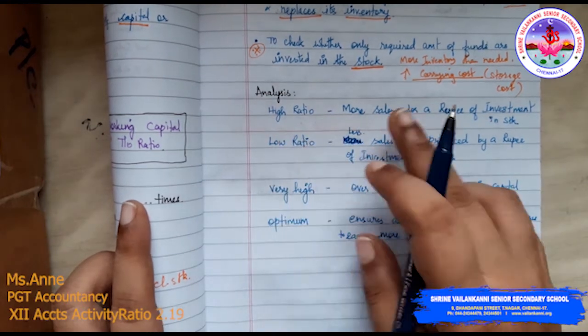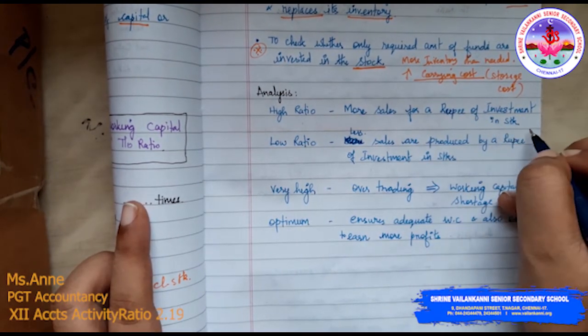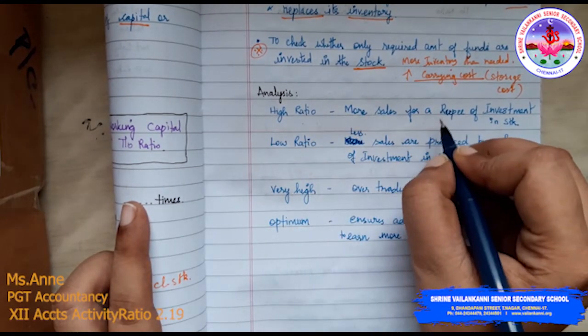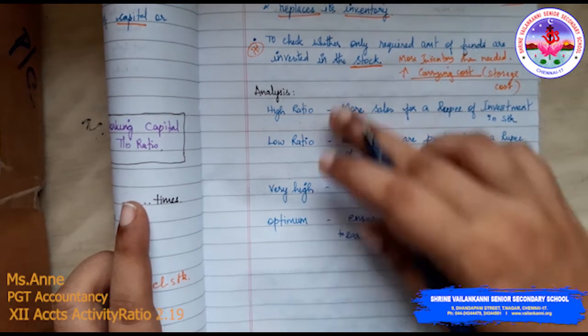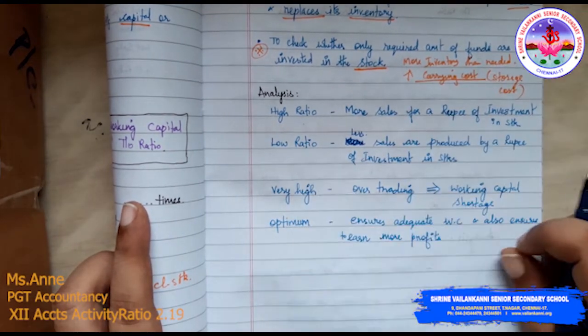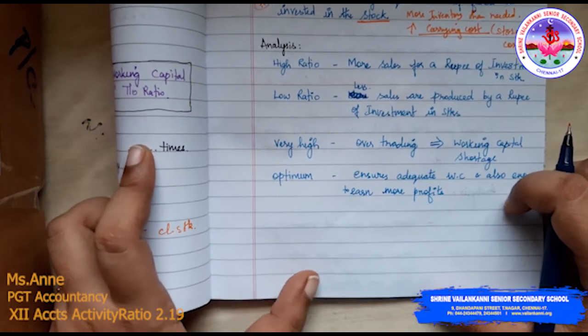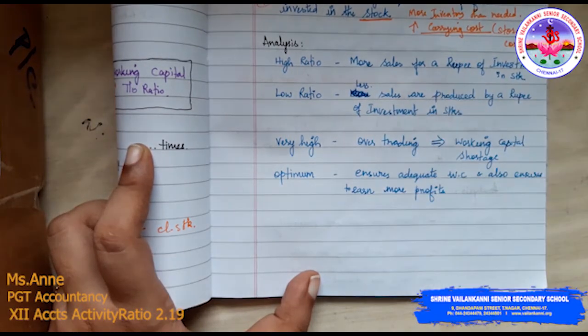A high ratio means more sales for a rupee of investment in stock. So for 1 rupee investment in the stock, how much sales have you got? So a higher ratio is better. A lower ratio means less sales produced by a rupee of investment in stock. When we are doing the sums, we will be able to understand. But as of now, just remember higher ratio is better, lower ratio is not better.